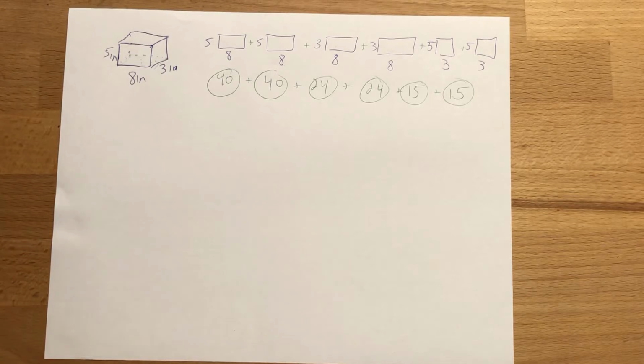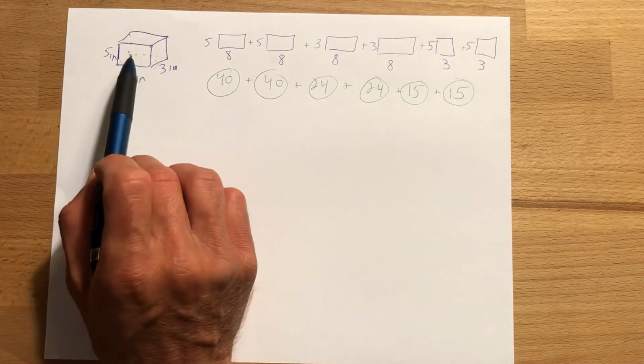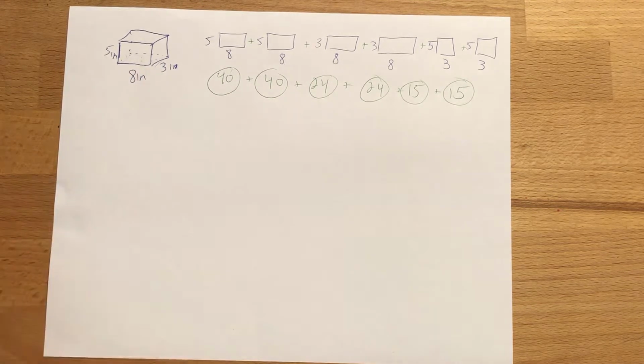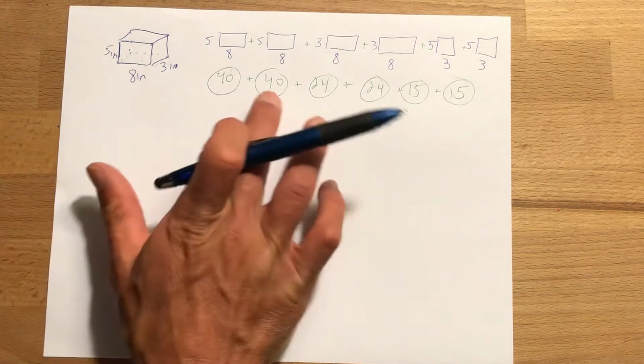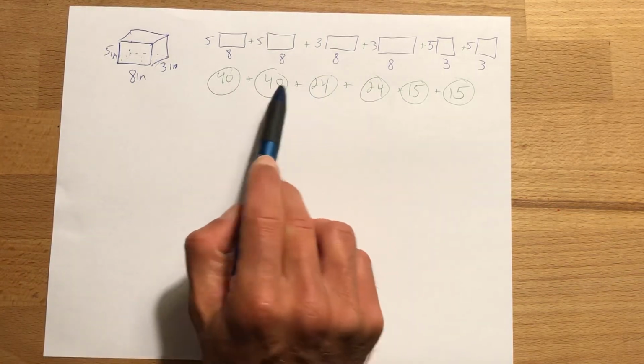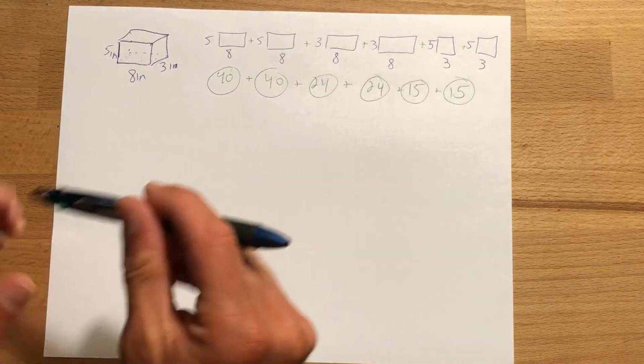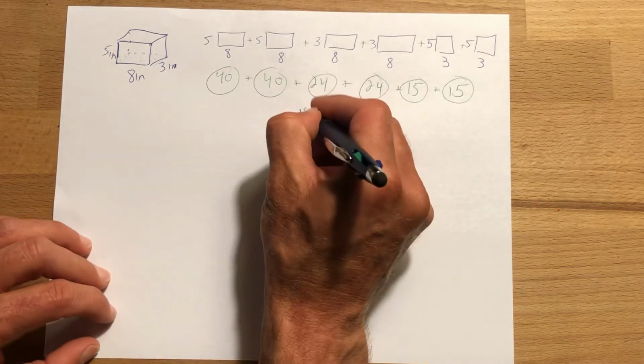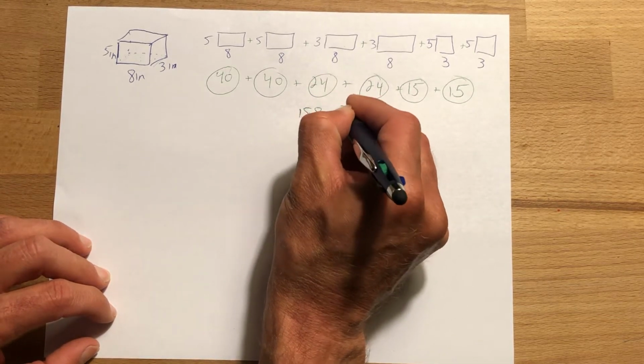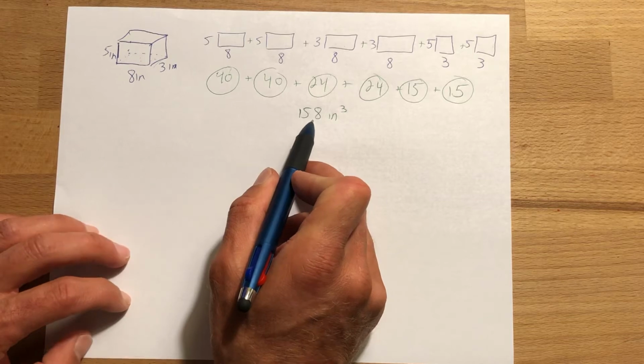So if I add all of these numbers up together, it's going to tell me the area of all the outside shapes added together. So let's do that. 40 and 40 is 80. 24 and 24 is 48. So let's go 80 plus 48 plus 15 and 15 is 30. It's going to give me 158 inches squared. This is called my surface area.